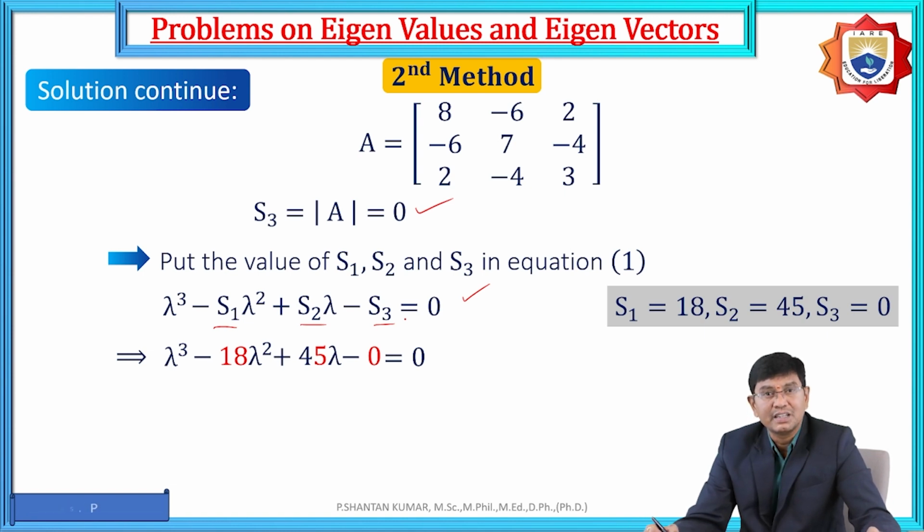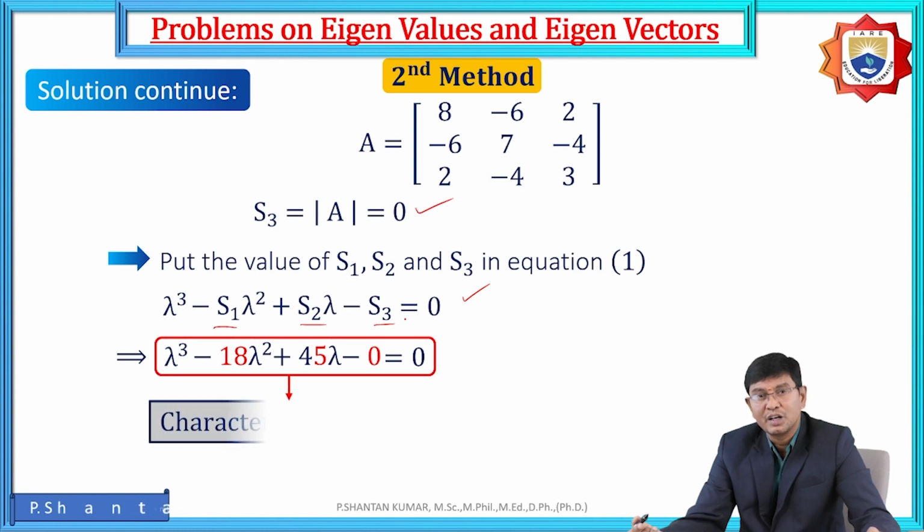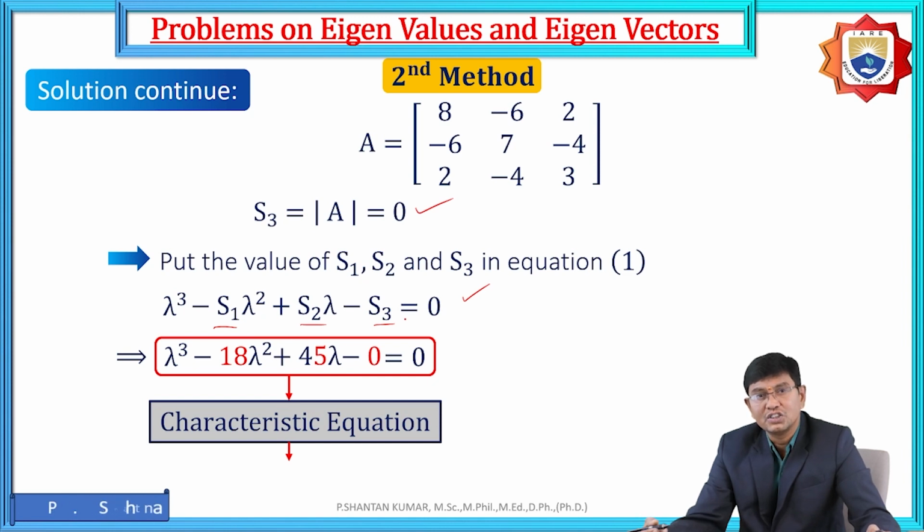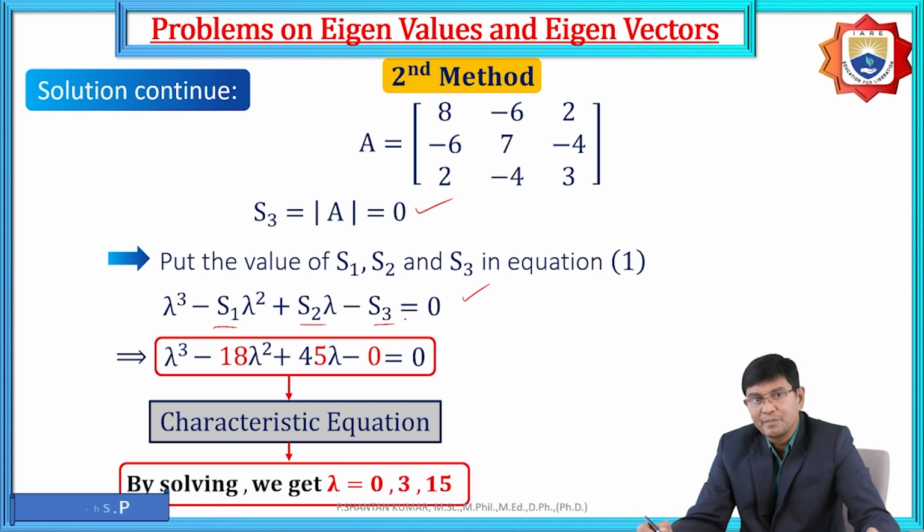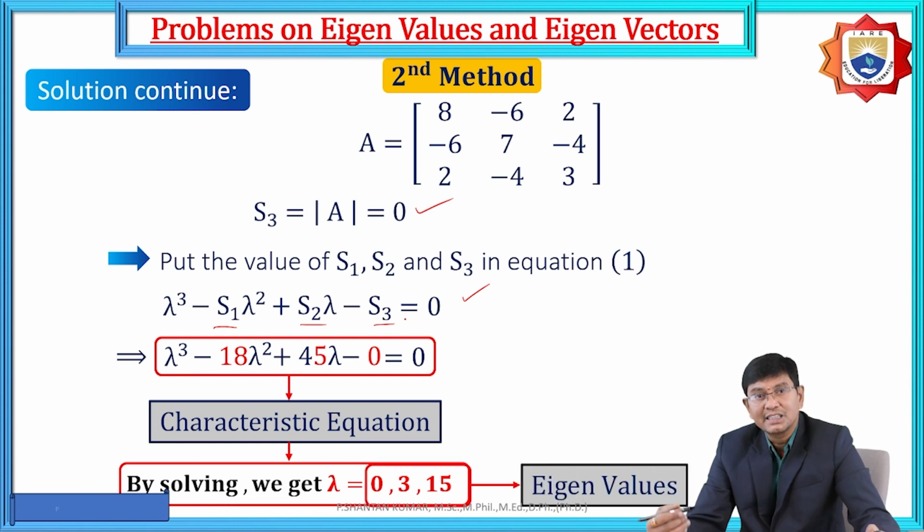Further, we need to solve this equation. As we know how to solve a third order characteristic equation, using either synthetic division or the factorization method, we obtain the values lambda is equal to 0, 3, 15. These three values are called the eigenvalues. We can also cross verify with the short method, and we obtain the same eigenvalues, 0, 3, 15, as the final solution. Further, we need to find the eigenvectors corresponding to lambda is equal to 0, lambda is equal to 3, and lambda is equal to 15.